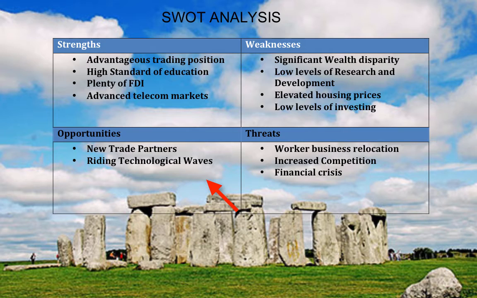Some of the opportunities that the UK has are new trade partners due to more lenient trade rules coming up all over Europe, the Middle East, and Asia. The UK can also invest in the technology industry if it cannot create a booming industry like the US has. The threats that the UK may face include worker and business relocation. The UK's overcrowded, expensive cost of living may have people and businesses considering going somewhere else with a lower overhead cost. The UK may also face the threat of increased competition and financial crisis.